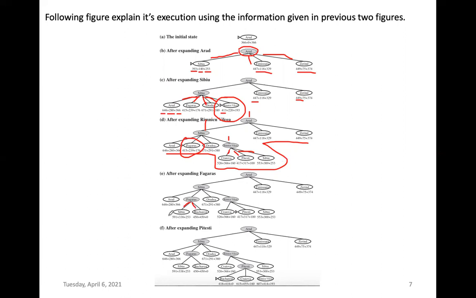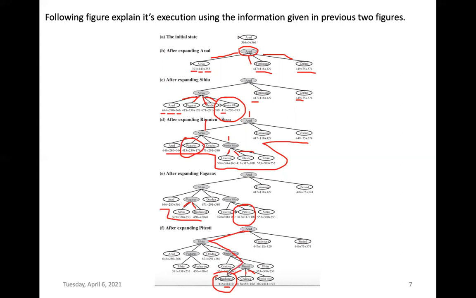And in this way, after that expansion, the next in turn is Pitesti, which is the minimum. And then you can expand this Pitesti. And from Pitesti, you will get the goal node, that is Bucharest. And 418 is the g of n, from Arad to Sibiu, then Rimnicu Vilcea, then Pitesti, and then Bucharest.